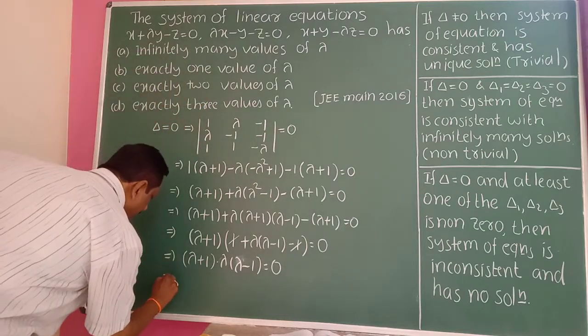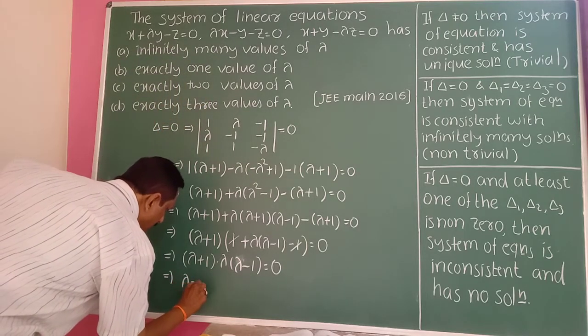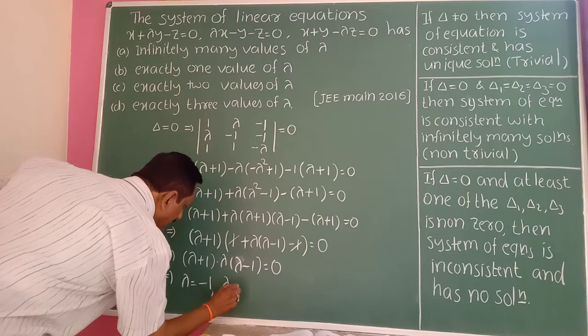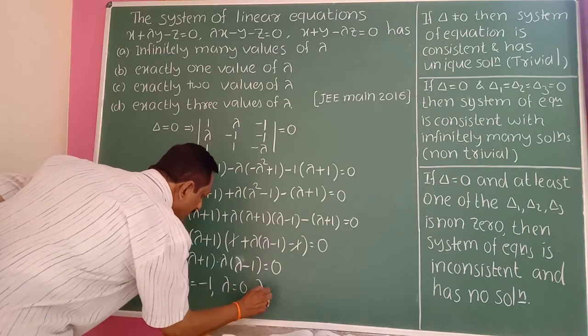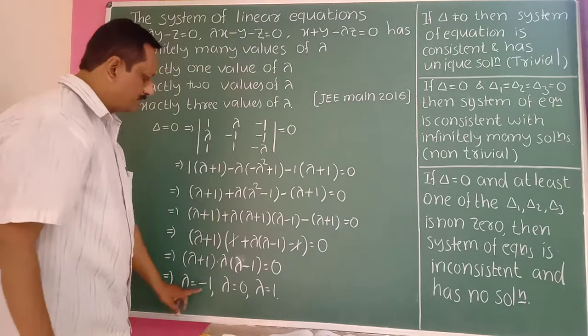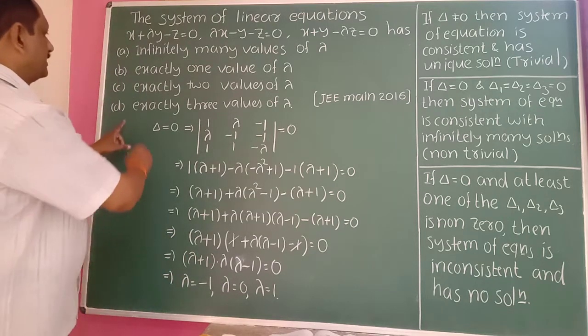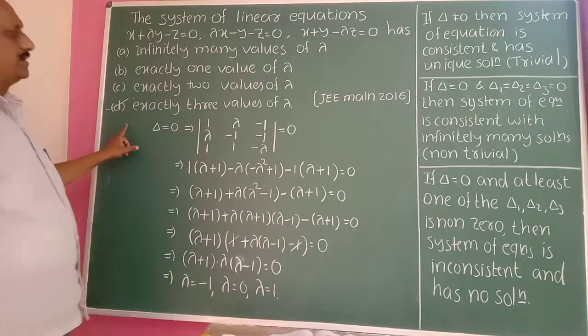Hence this implies lambda is equal to what here? Minus 1. Lambda is equal to 0 and lambda is equal to 1 here. Therefore 3 values of lambda here. So exactly 3 values of lambda.